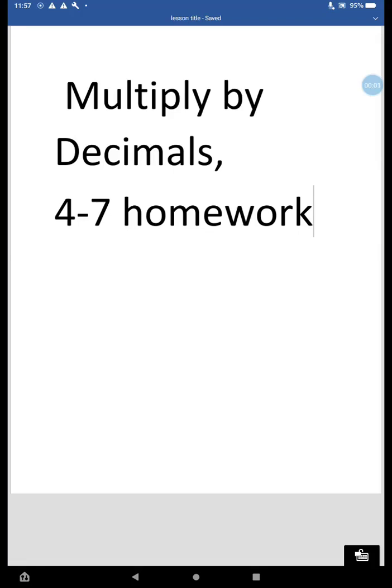All right, fifth grade, and welcome to the third math lesson of the week. Pull out the third sheet in your packet that says 4.7 homework at the top. Today we're going to be learning how to multiply with decimals. All right, let's look at our first example.